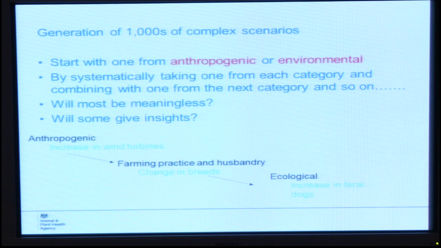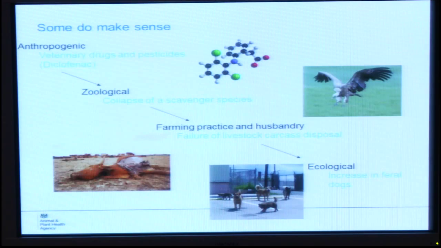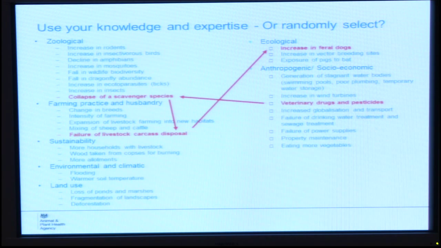So I guess most probably will be meaningless, and here's one here. Increase in wind turbines give a change in livestock breeds, gives an increase in feral dogs. I can't really see one there, but some might give insights, and I know I have forced this one by putting it in, is the vulture example that I've just described, but you can see how it might come about.